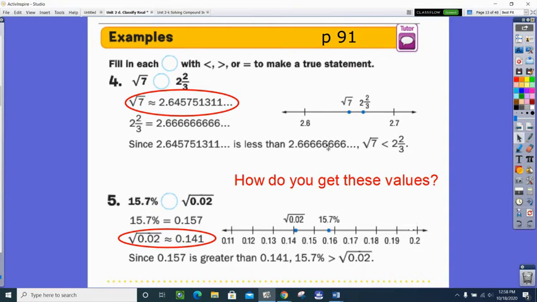And the book's doing a nice job of just showing you that on the number line, reminding you that if a number is plotted to the left on the smaller side, it would be to the left of the other number. So left to right is going least to greatest.